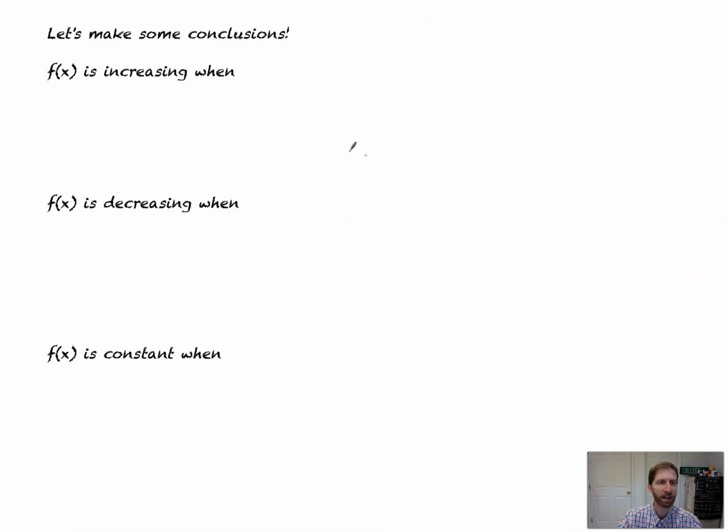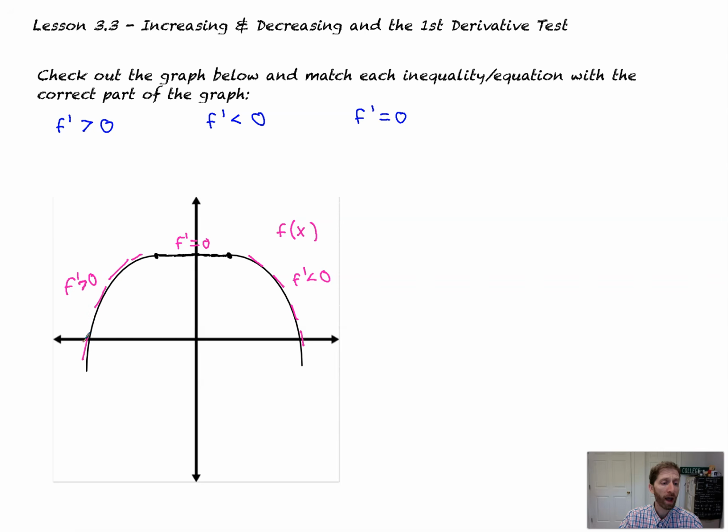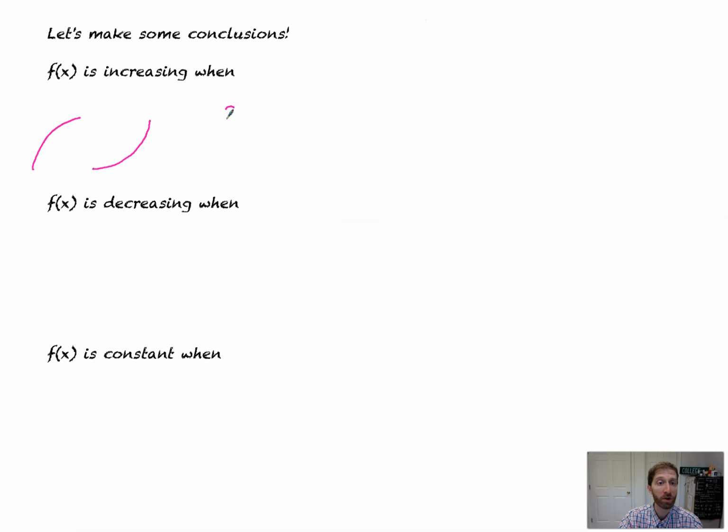All right, let's advance that a little more. So what are my conclusions? Well, what does it mean to increase? It says f of x is increasing when? Well, increasing can look like this, or it can look like that as a part of a graph. We noticed in this last graph that f prime was greater than 0 when f of x was going up, when f of x was increasing. So it's that simple. When f prime is greater than 0, f is increasing, right? Where the tangent lines are positive.